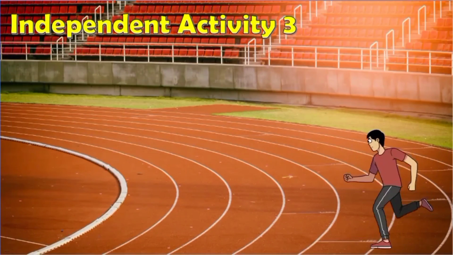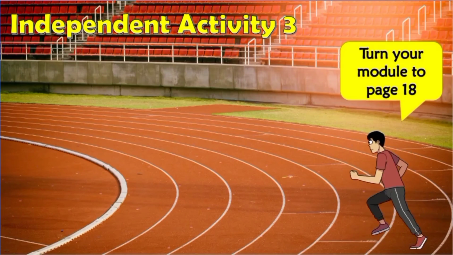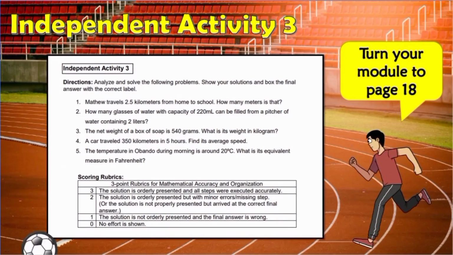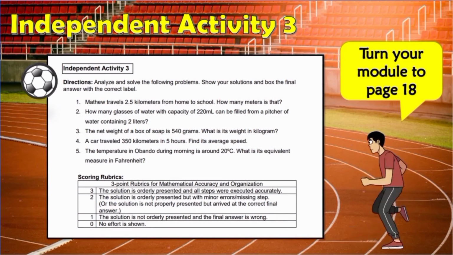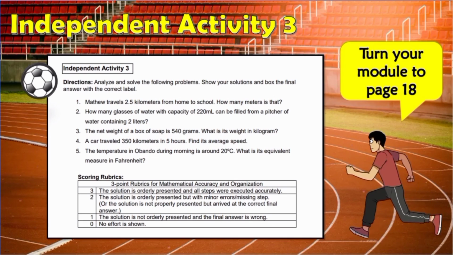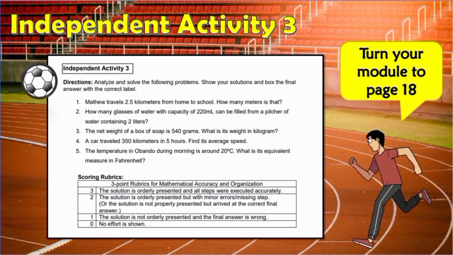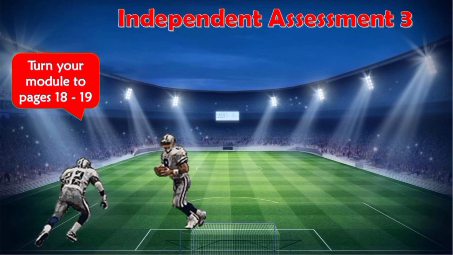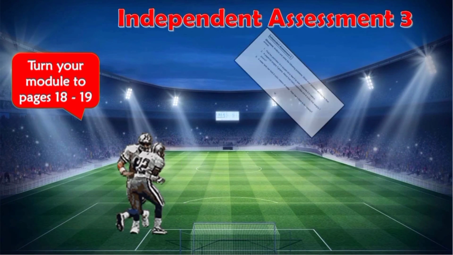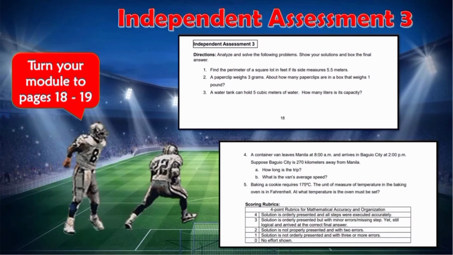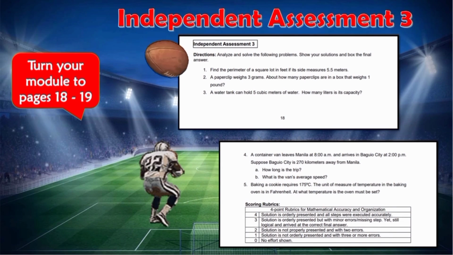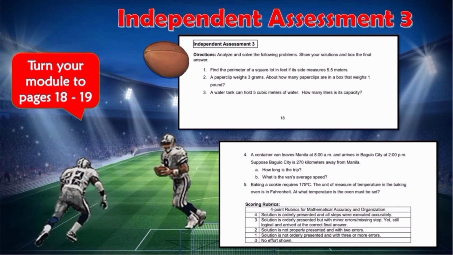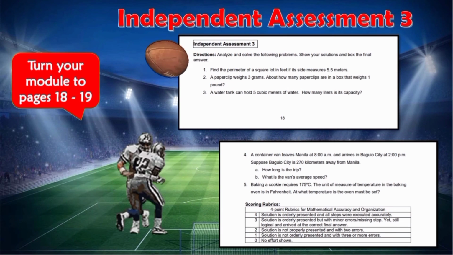Independent activity number 3. Turn your module to page 18. Analyze and solve the following problems. Show your solutions and box the final answer with the correct label. Independent assessment number 3. Turn your module to pages 18 and 19. Analyze and solve the following problems. Show your solutions and box the final answer.